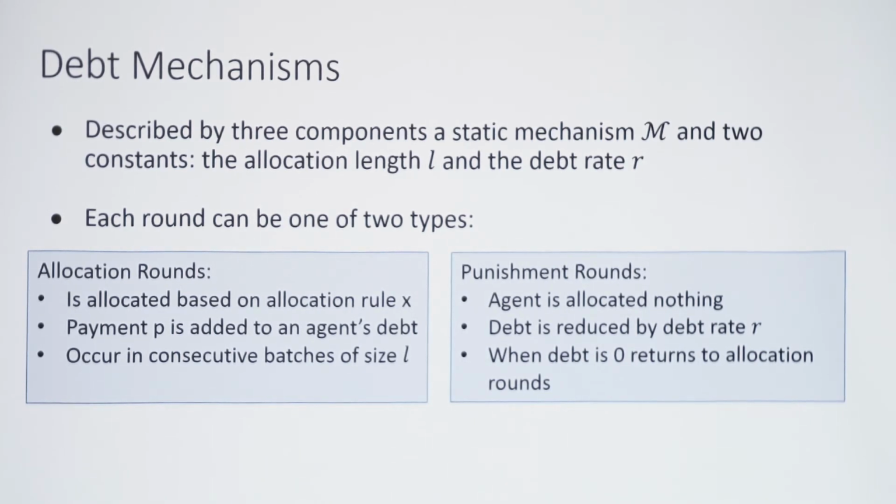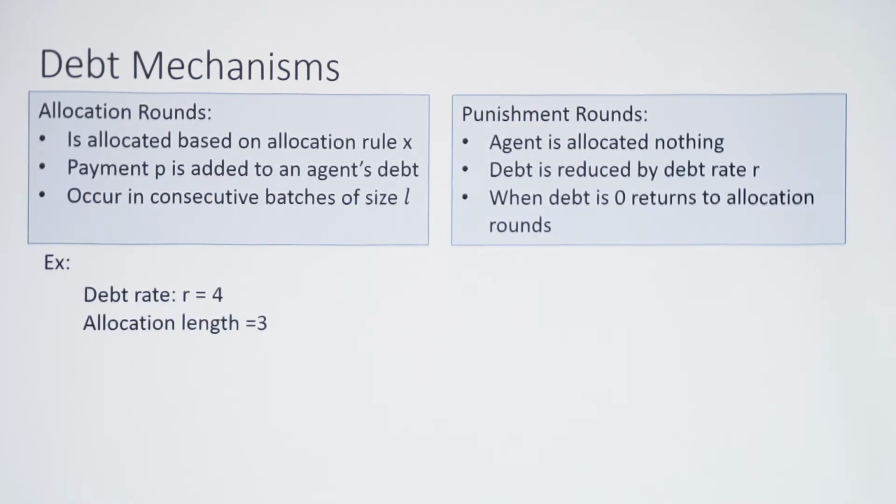And these allocation rounds always occur in consecutive batches of size the allocation length. The other type of round an agent can be in is a punishment round. So in a punishment round, an agent's guaranteed to be allocated nothing, but rather than being charged a payment, his debt is reduced by the debt rate. And the agent is forced to participate in punishment rounds until he's paid off the entirety of his debt to the mechanism.